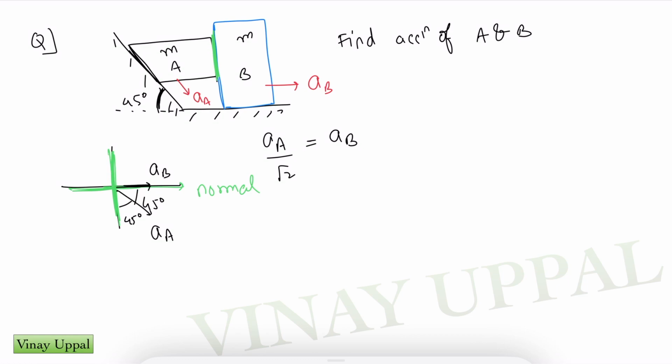Now I'm going to substitute the accelerations in terms of the normal force. For A, the normal force is this way, and I'll have a component of gravity, which is mg sin 45, along the incline.